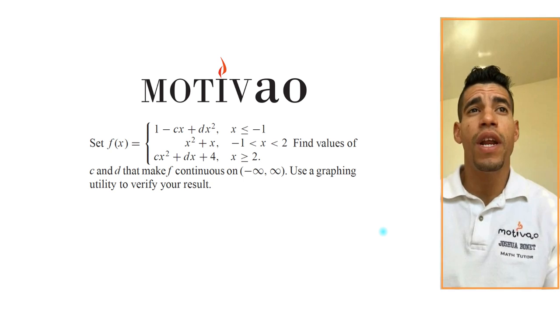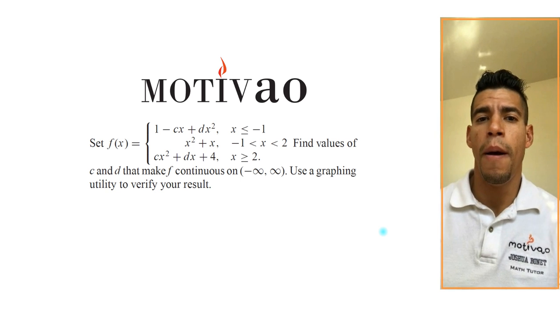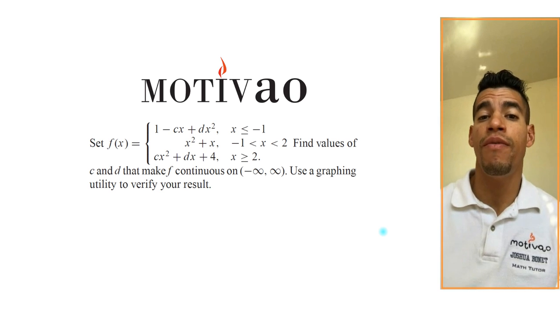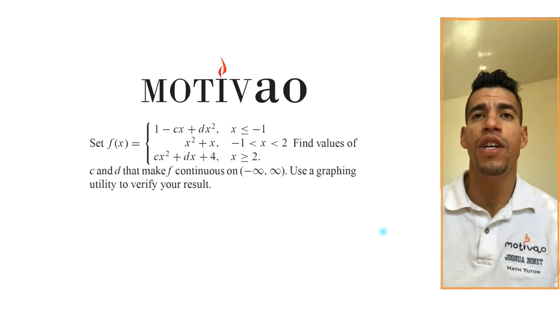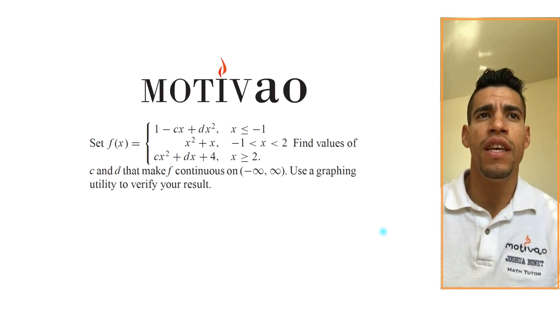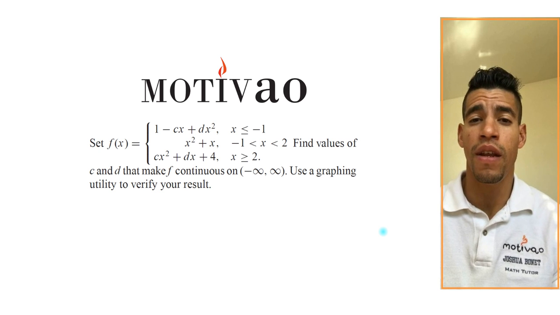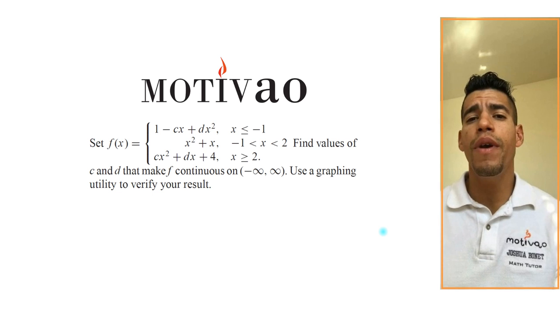How's it going, guys? Today we're gonna do an exercise that involves continuity, but involves two unknown values that we need to find. It said, set f of x, this piecewise function, find the values of c and d that make f continuous on minus infinity to infinity, which means the whole real line. So how are we gonna do this?